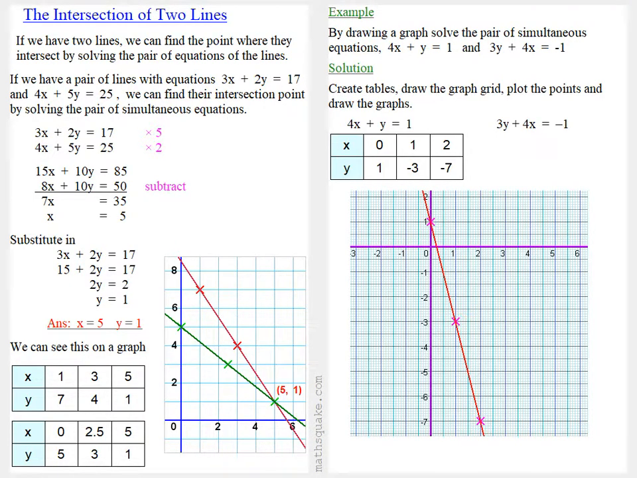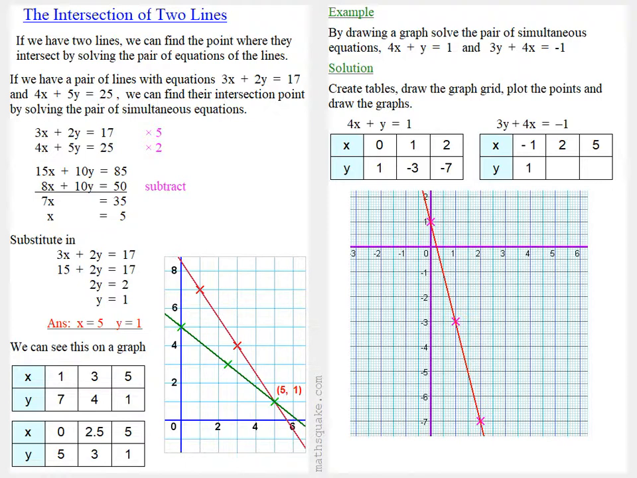For the graph 3y plus 4x equals minus 1, I've drawn a table and chosen values of x: minus 1, 2 and 5. Now if x is minus 1, we have 3y minus 4 equals minus 1. If we add 4 to both sides, 3y equals 3, so y is 1.